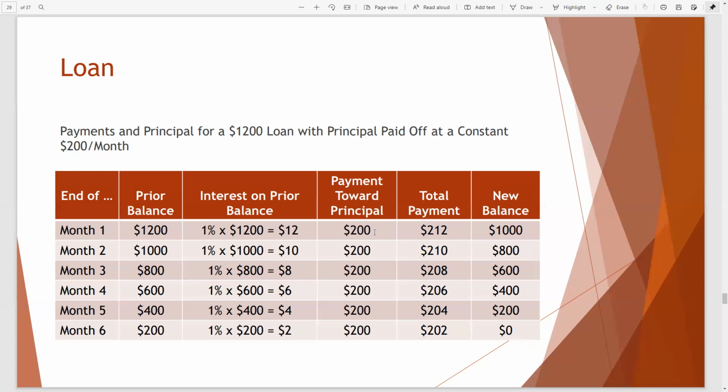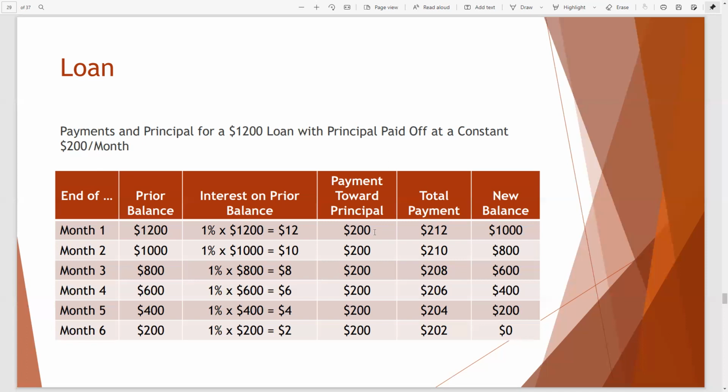So the prior balance is $1,200 borrowed in total. The interest is a 1% rate on the principal, which is $12. The interest plus the fixed principal amount you pay is $212 in total. The balance only counts down by the principal amount you pay, so the balance now is $1,000 at the end.